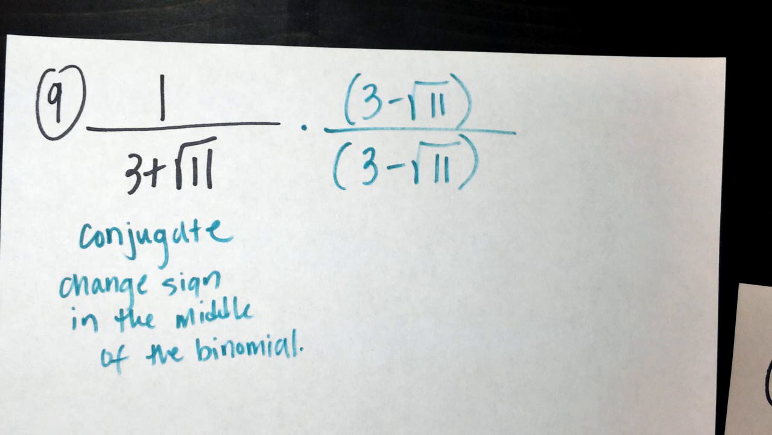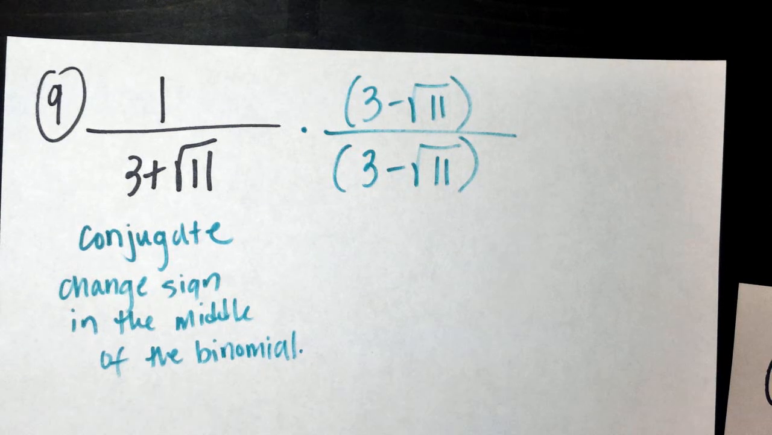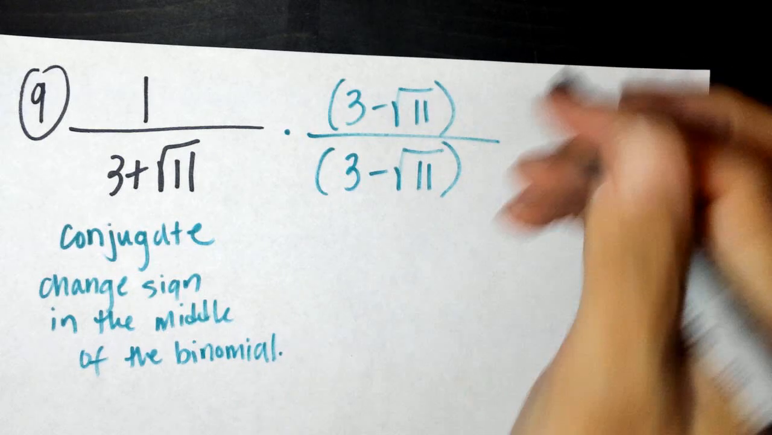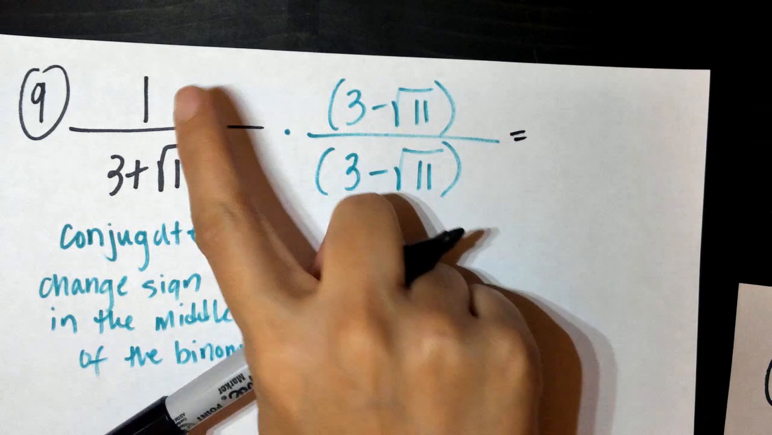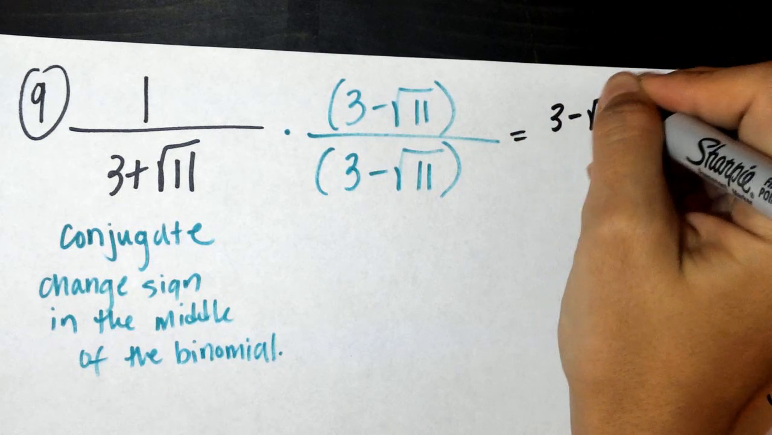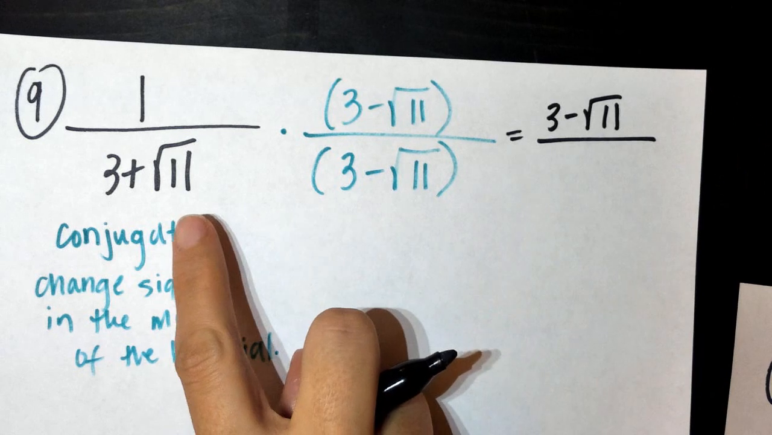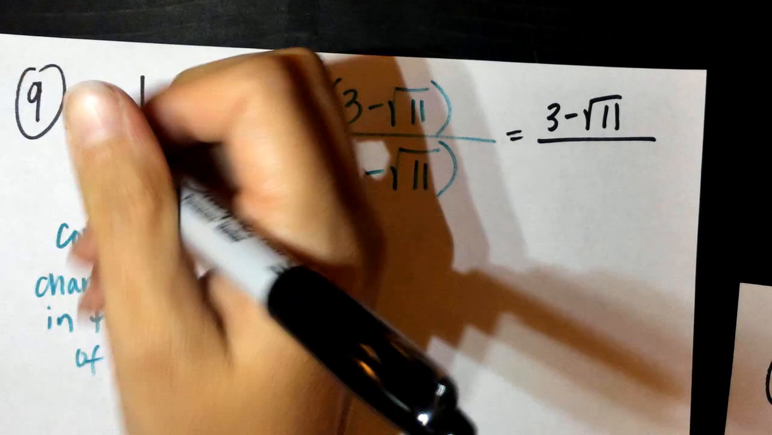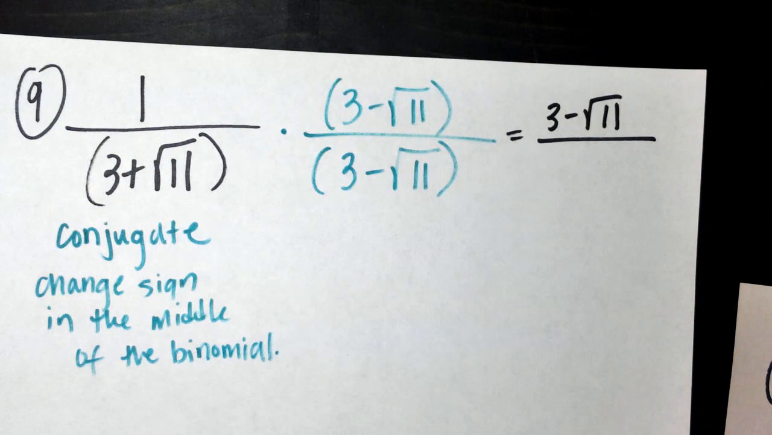So it's going to look like this. So this is its conjugate. Now in the numerator, you just have itself because it's this times 1. So it's 3 minus the square root of 11, yes? But on the bottom, it's this times that, right? It's two binomials being multiplied together.